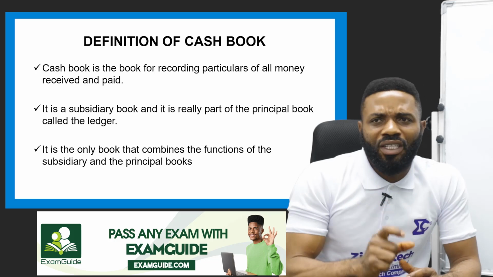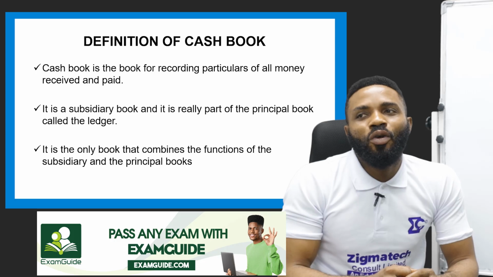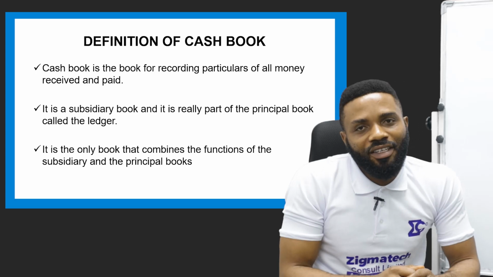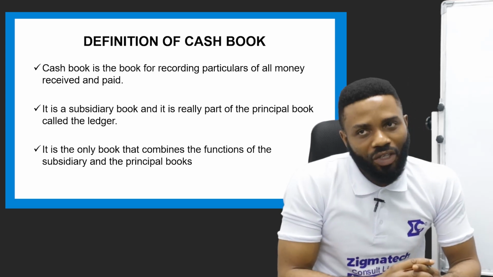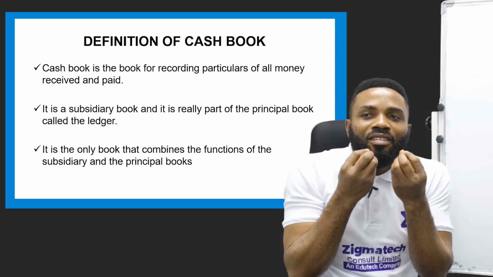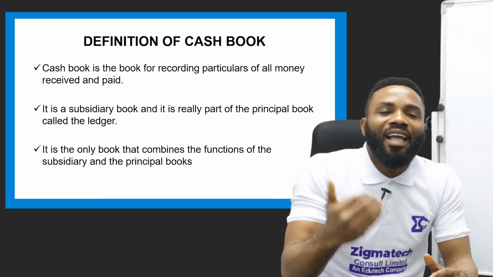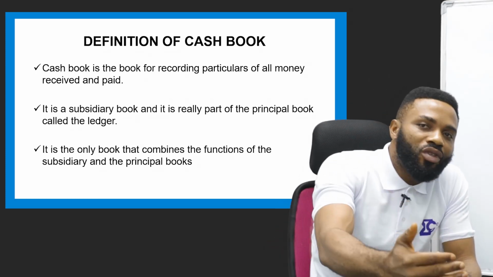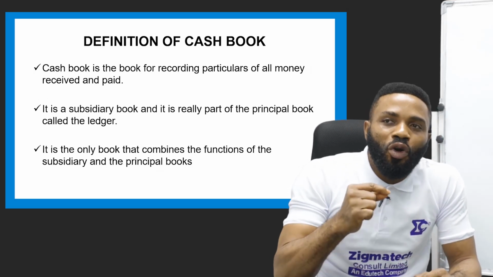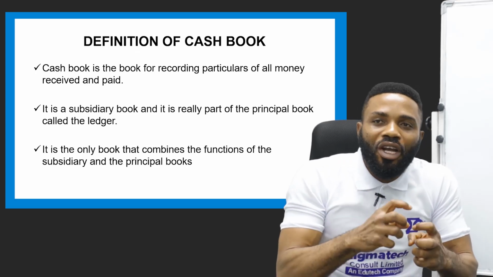Now let me explain something. I said earlier that every company must have what we call raw cash. You know, the live wire of every business is money. There is no business that can survive without money. So if we are not careful enough to create a system or a platform where we can give account of the money that is going out and the money that we are receiving, then at the end of the day, we may not be able to measure our level of success. So cash book is that book that is used to record the particulars.